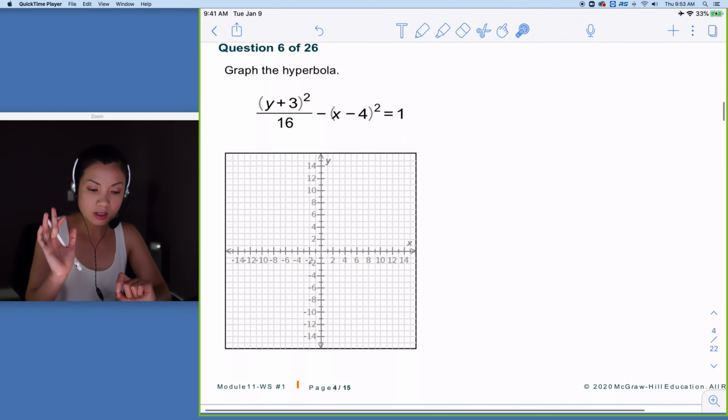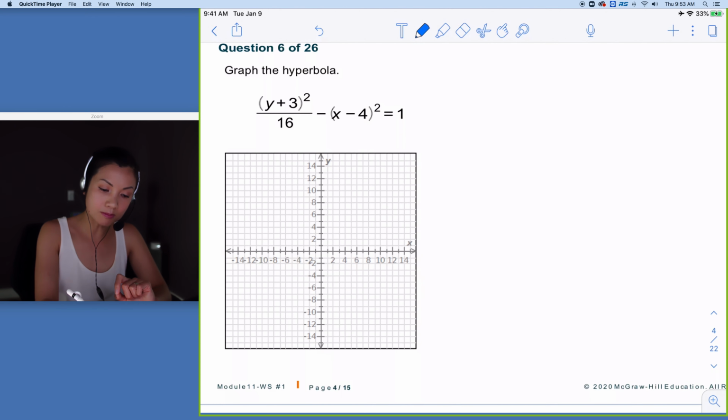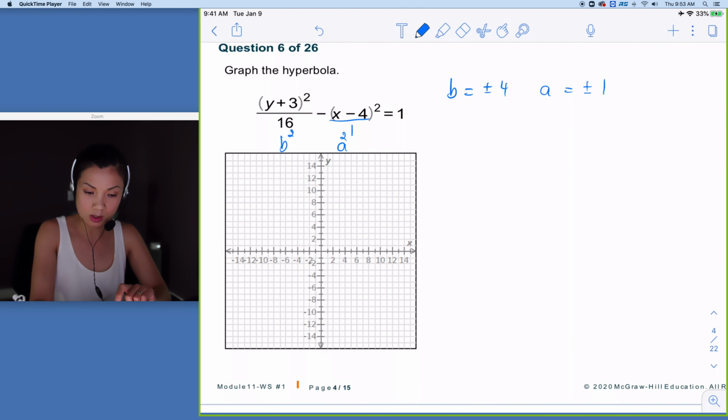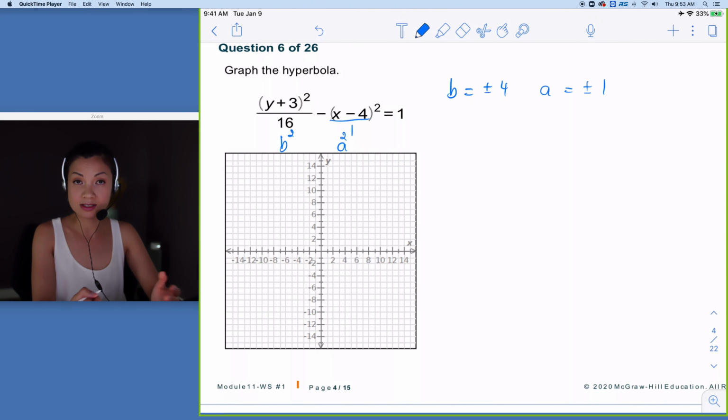So first, we locate the center. And I always say that b goes with y and a goes with x. You see right here, even though they don't write it down, we should. So we have a squared is going to be 1. So I know that b is going to be plus and minus 4 and a is going to be plus and minus 1.